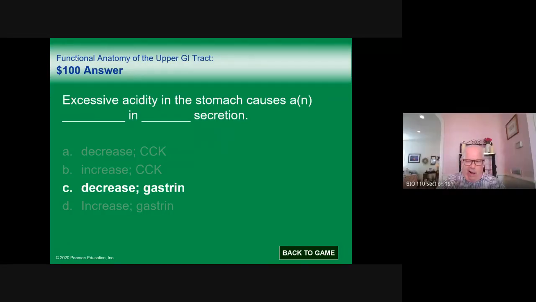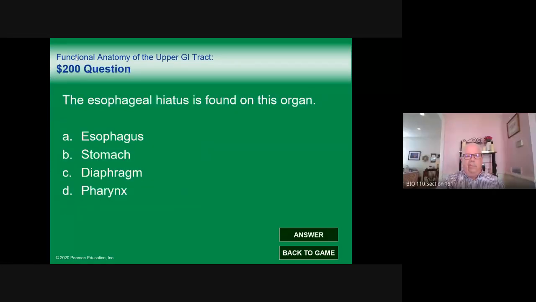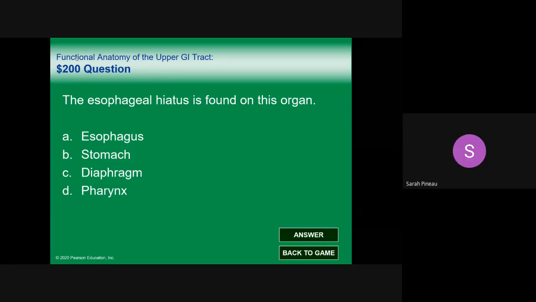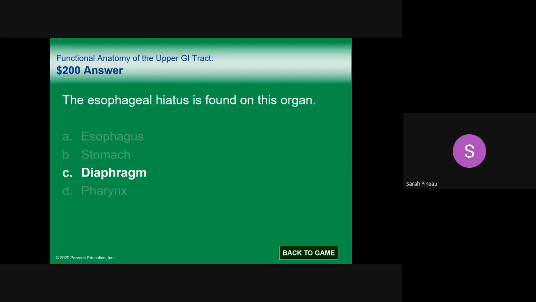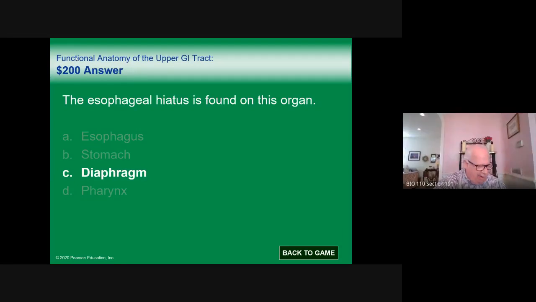Okay. Sarah. Yes. Boom. We didn't go over this, but it's interesting to see if you know this or not. The esophageal hiatus is found in this organ. Don't say esophagus, okay? Is it the pharynx? No, it's actually the diaphragm. All right, we didn't go over it. That's okay.